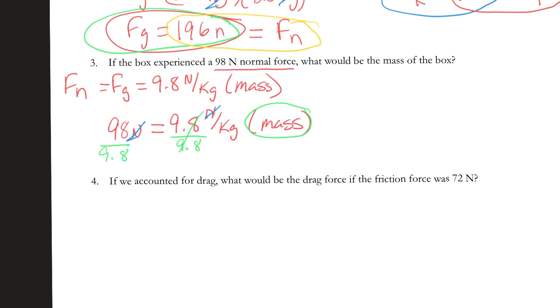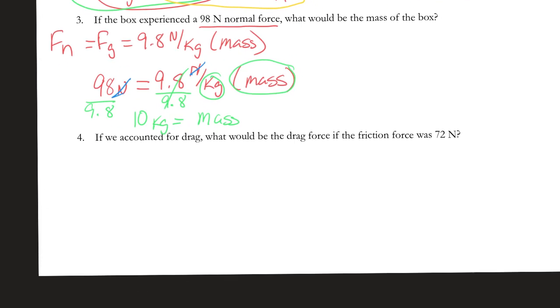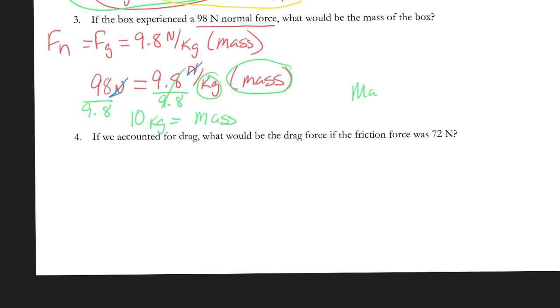So now my mass is going to be equal to 98 divided by 9.8, which is 10. Now your unit is going to be the only unit that's left over, kilograms. So my mass is equal to 10 kilograms.